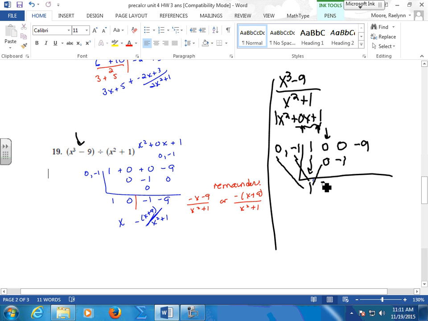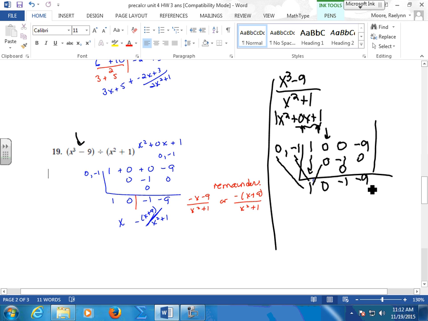Then we do it again, left to right. 0 times 0 to the right is 0. Negative 1 times 0 to the right is 0. Once you hit the end, stop. Add down. This I add down to negative 1. This adds down to negative 9.